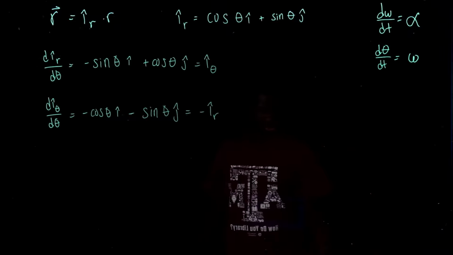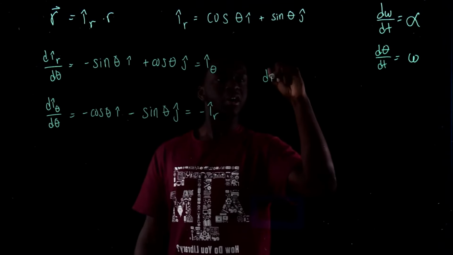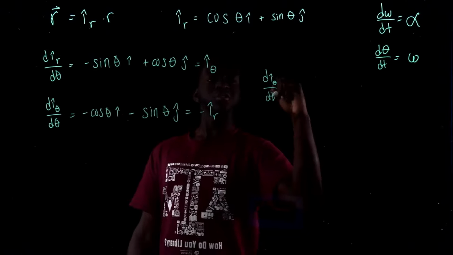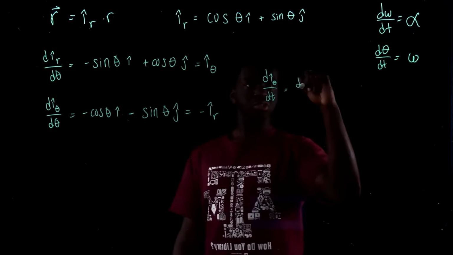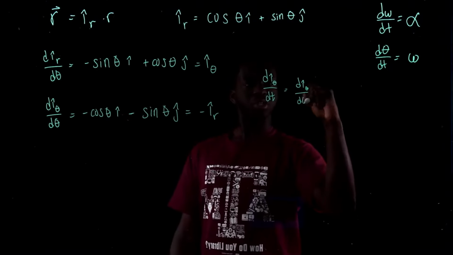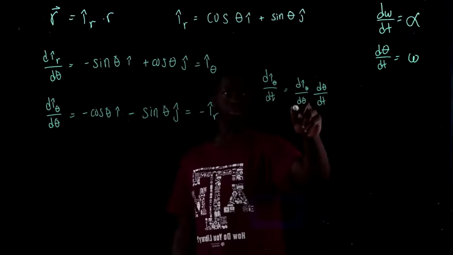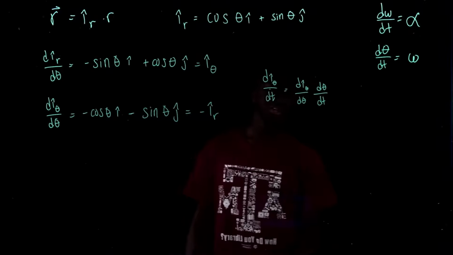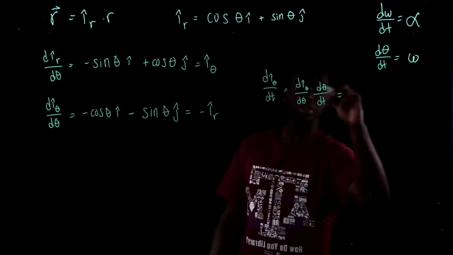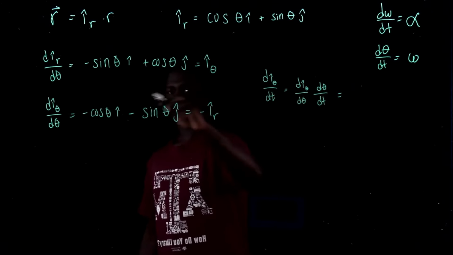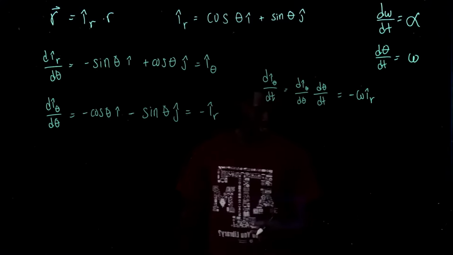Okay. So now we're going to take both of these with respect to time. So let's do di_theta over dt. This is going to be chain rule. So this is equal to di_theta over d theta times d theta over dt, because if you cross these out, it's going to be di_theta over dt. So now just substitute it. You know d theta dt is omega, and you know di_theta over d theta is negative i_r. So it's going to be negative omega i_r. And that's the first part.